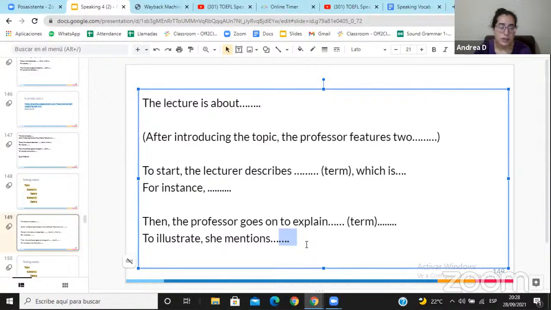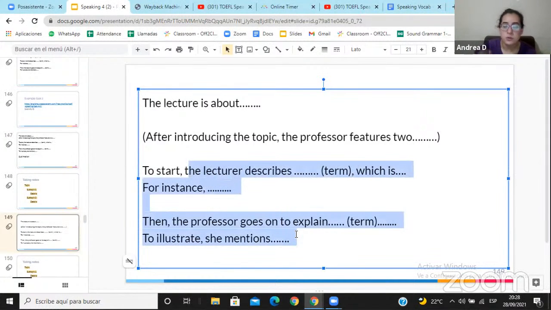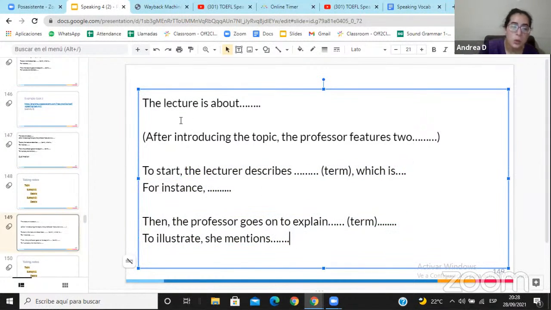You have a short introduction at the start, and then you move on as quickly as possible to the two subtopics. I would try to keep the intro to 10 seconds. It really needs to be short. Okay, guys? So I don't know if you maybe have any questions about the response, the template.